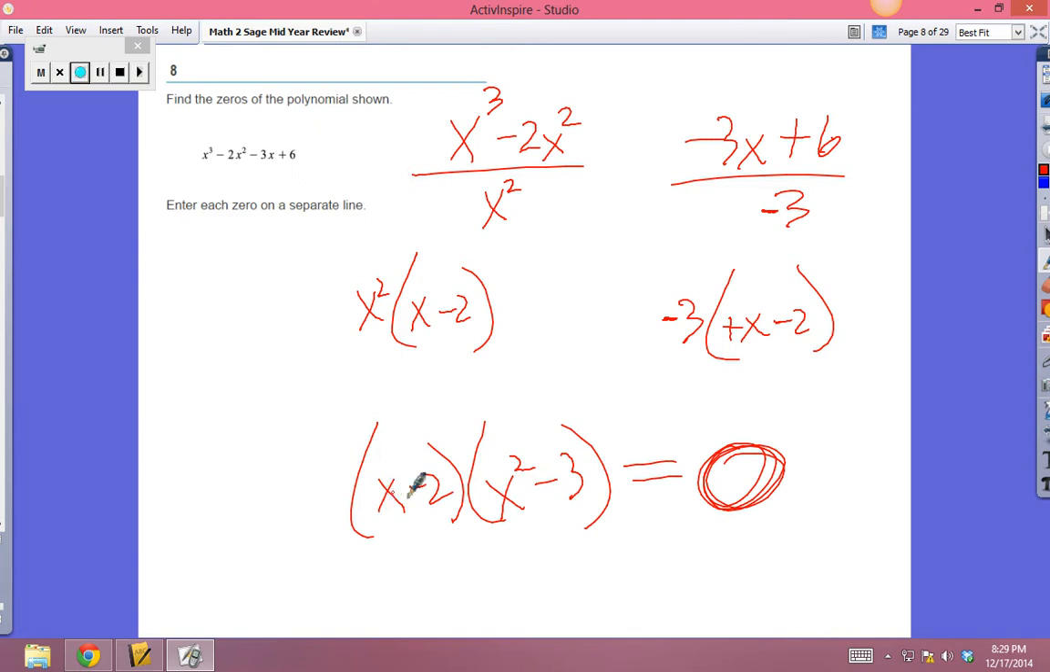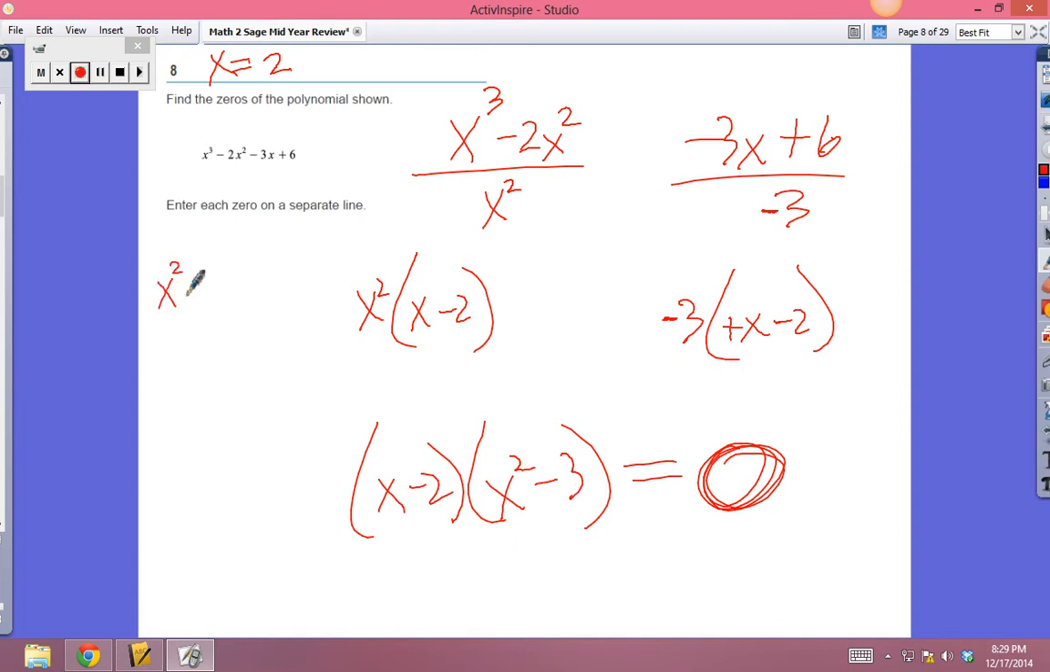You're going to replace x with 2 because 2 subtract 2 is 0. So one of your zeros is 2. This one's not as easy. What are you going to put in place of x? Then you got to square it and then subtract 3, and that's 0.